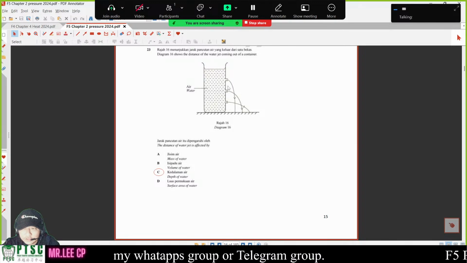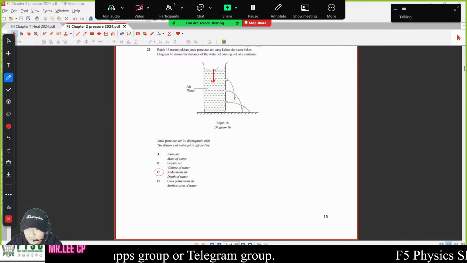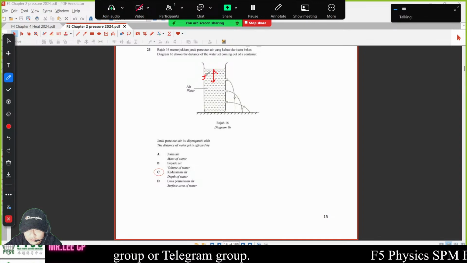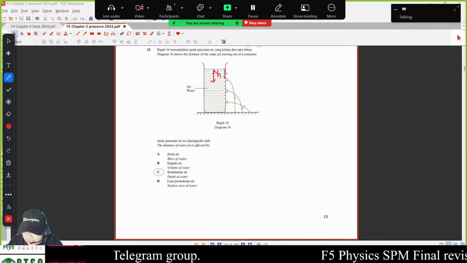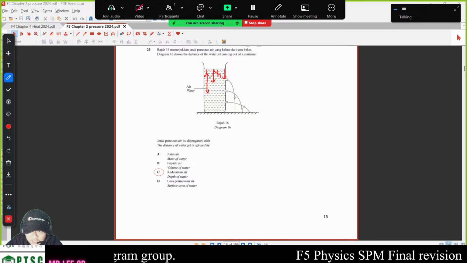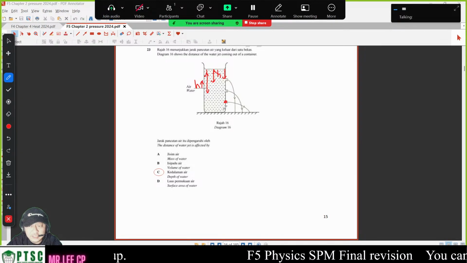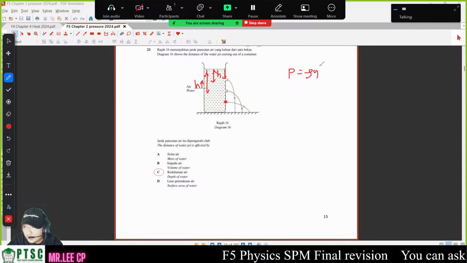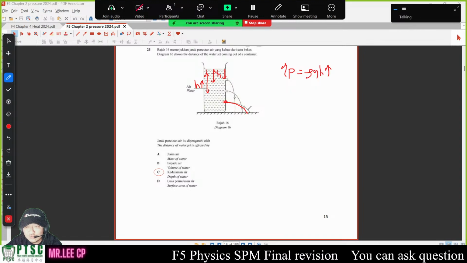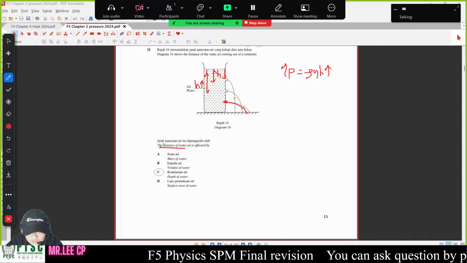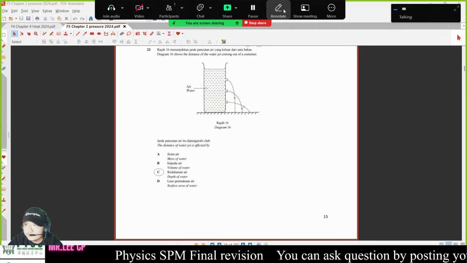This kind of question is also quite important. Now see, this one, the depth h is less. Here h is more. Here h is even more. So pressure is equal to rho g h. When h is higher, pressure is higher. Higher pressure, it will spurt out further. What is the distance of the water affected by? By the depth of water.